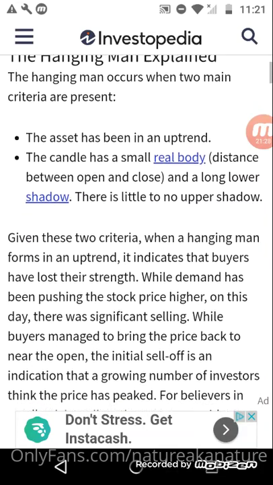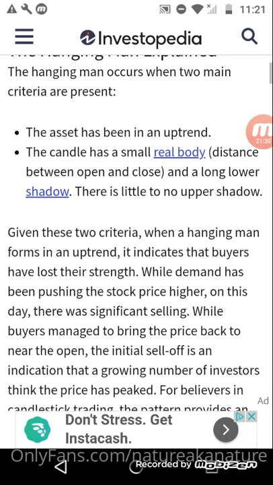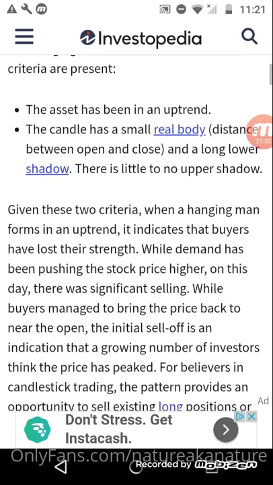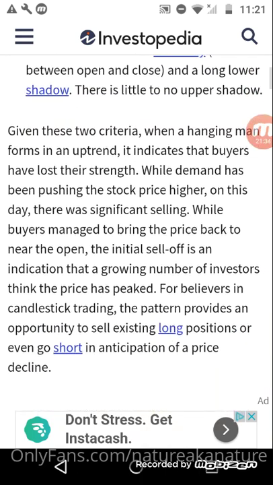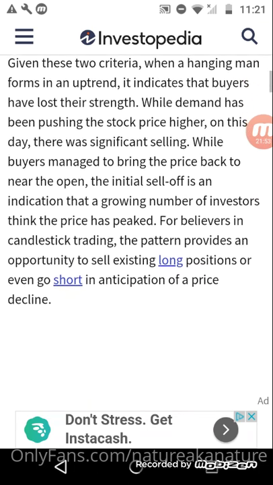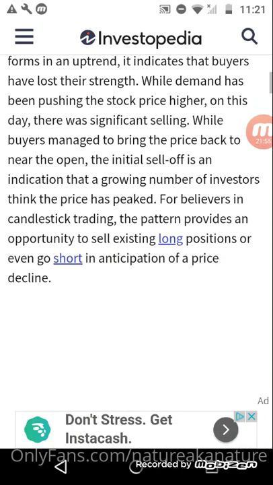On this day, there was significant selling, while buyers managed to bring the price back up to near the opening. Initially, the sell-off indicated that growing numbers of investors think that the price has peaked. For believers in candlestick trading, the pattern provides an opportunity to sell existing long positions and even go short in anticipation of a price decline. So the hanging man is characterized by a small body on top of a long lower shadow.